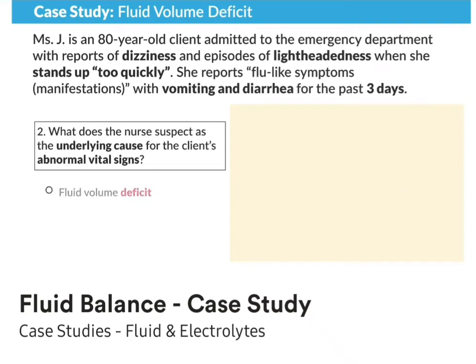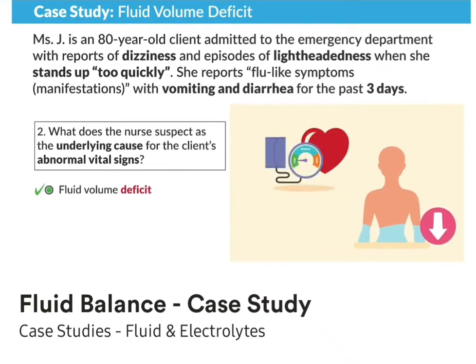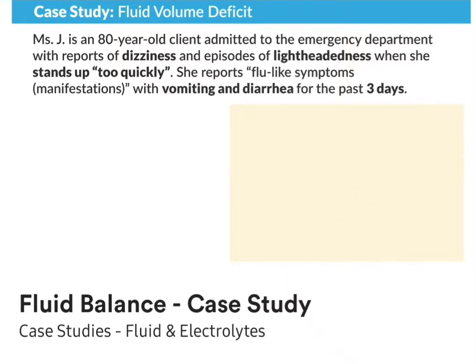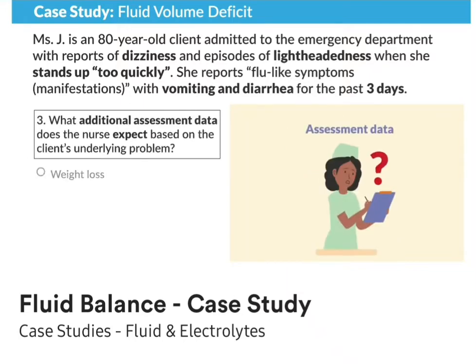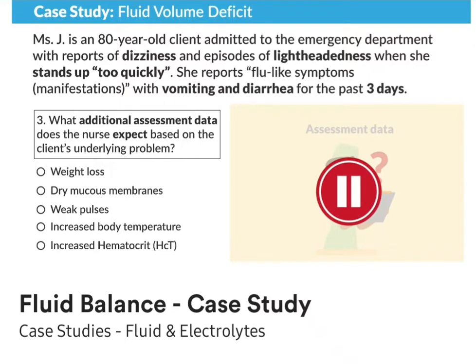Now for the correct answer, fluid volume deficit. So remember, low blood pressure is from low fluid volume, specifically with clients that have been vomiting and having diarrhea for 3 days. This client obviously would have fluid volume deficit, so we'd expect that low blood pressure from that low fluid volume. Okay, moving on to question 3. What additional assessment data does the nurse expect based on the client's underlying problem? So once again, pause the screen and give yourself about 60 seconds to answer this question.